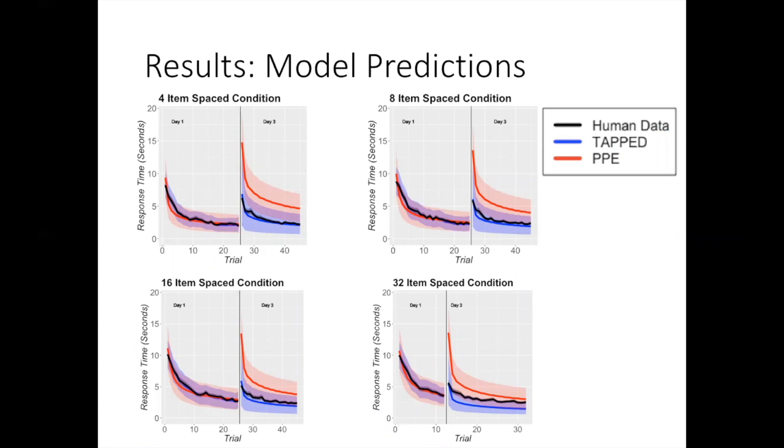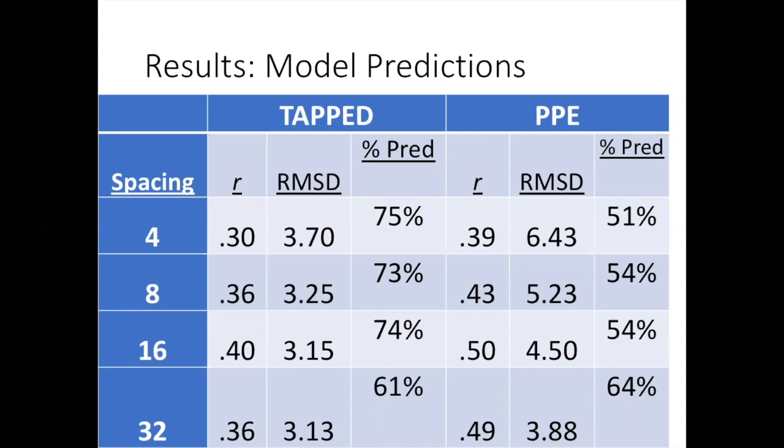However, when we look at each model's prediction of participants' performance during the second experimental session, it's found that despite the TAPT model's additional complexity, it is able to better account for participants' performance. However, the PPE consistently predicts that individuals will be slower at the start and over the course of the second experimental session. Now, taking a look at the prediction metrics for the second experimental session, it's seen that for both models, the correlations decrease and the RMSD increases as well.